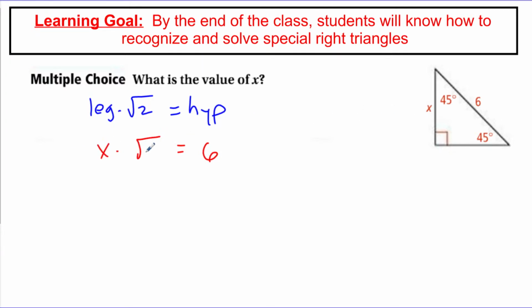So this is my rule now. So now I have to do a little bit more work. I have to solve for x, which is going to be done by dividing away this square root of 2.